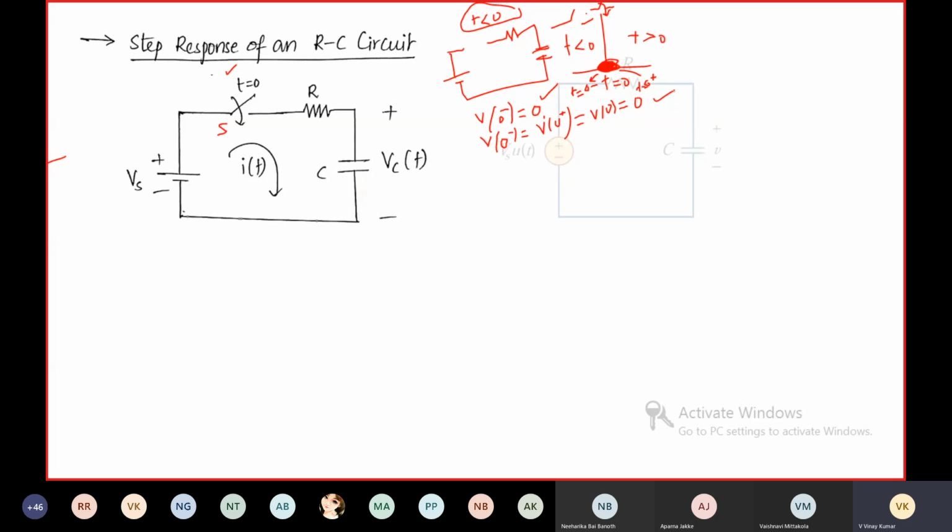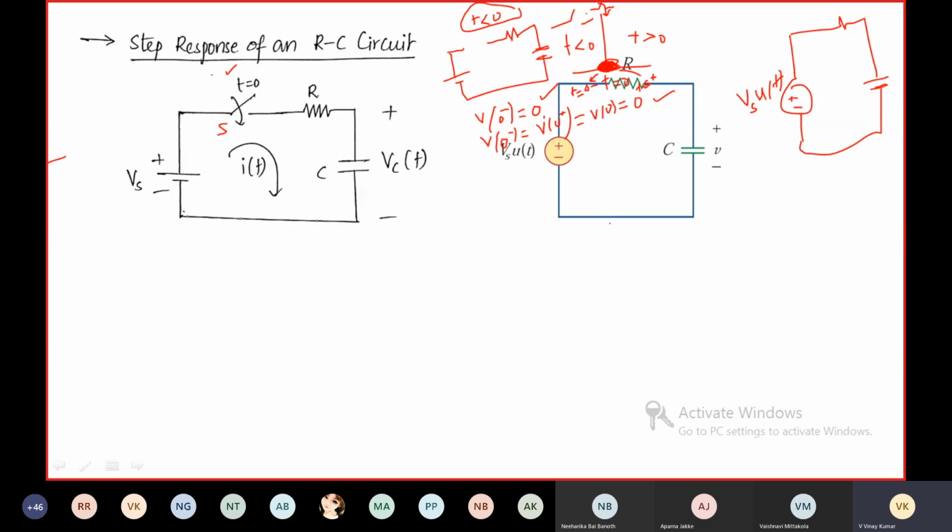You can also have the circuit like this, with a source Vs u(t) instead of connecting a switch. This circuit is the same as the previous circuit. Here we close the switch at t equal to 0, and for t less than 0, the switch is open.